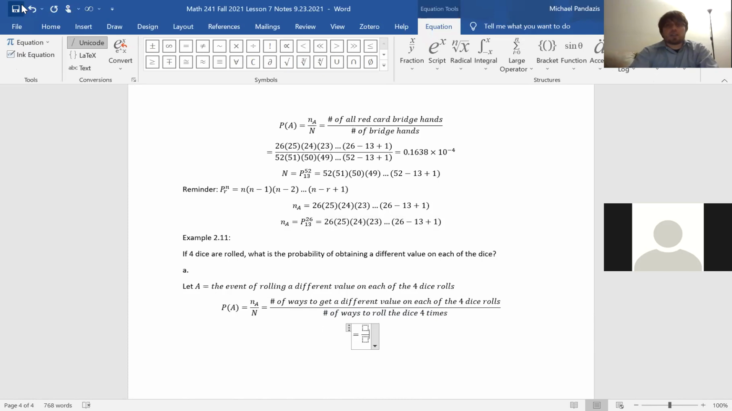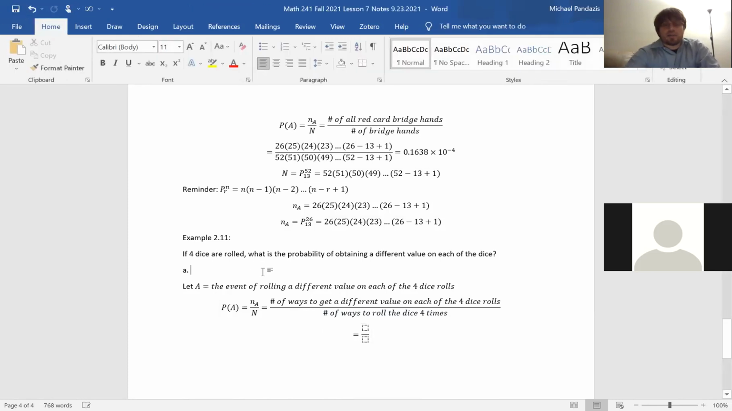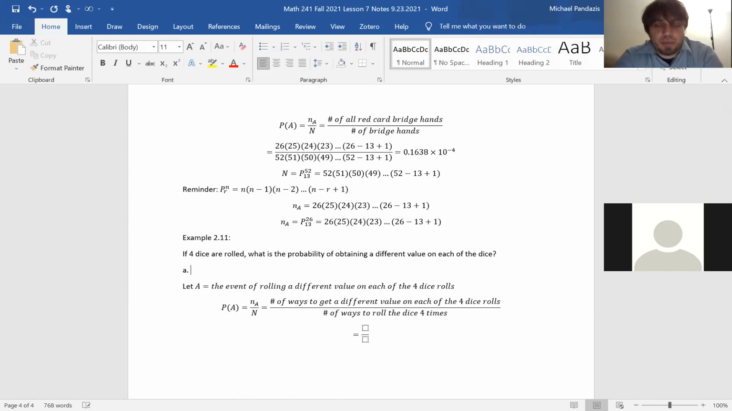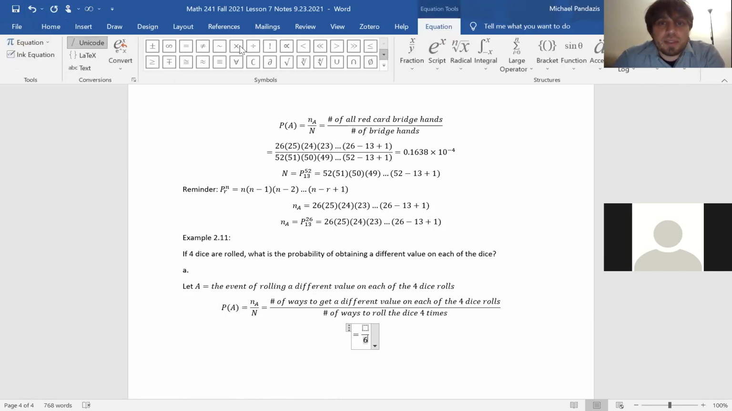Okay, so let's do the denominator first. The number of ways to roll the dice 4 times. So we're talking about a standard dice. Just each dice, when you roll it, it could be 1, 2, 3, 4, 5, or 6, right? So the number of ways to roll it 4 times would be 6 times 6 times 6 times 6. You have 6 choices for each of the 4 rolls, so you multiply 6 by itself 4 times, 6 to the 4th power.